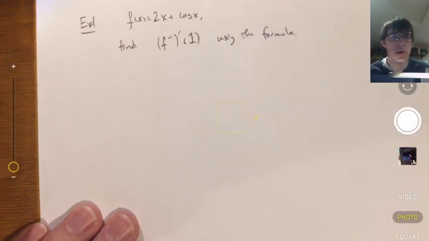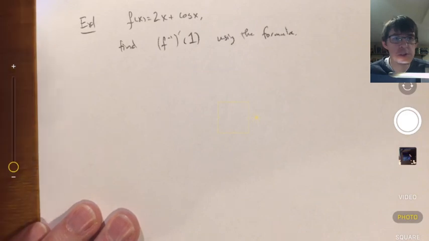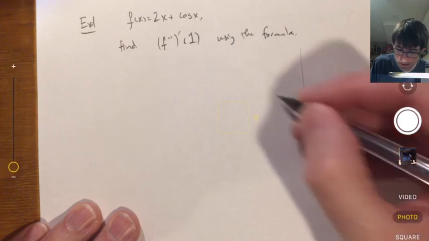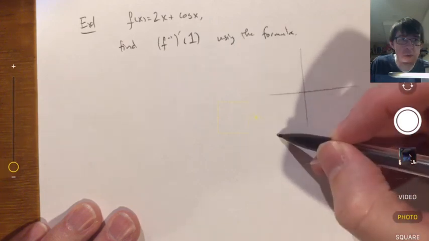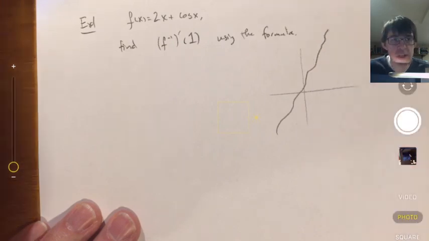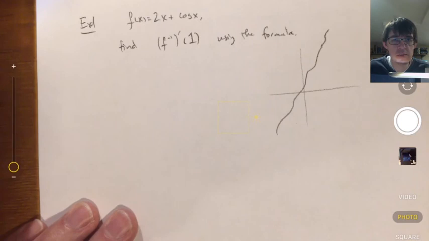All right. You should be a little concerned when you see cosine, because cosine does not have an inverse. Cosine is not 1-to-1, but it turns out 2x plus cosine of x is 1-to-1. If you graph this, it looks like the line y equals 2x, but it's kind of wiggly. And the reason it's wiggly is because you added the cosine onto it. But the wiggliness is not enough to make it not 1-to-1.